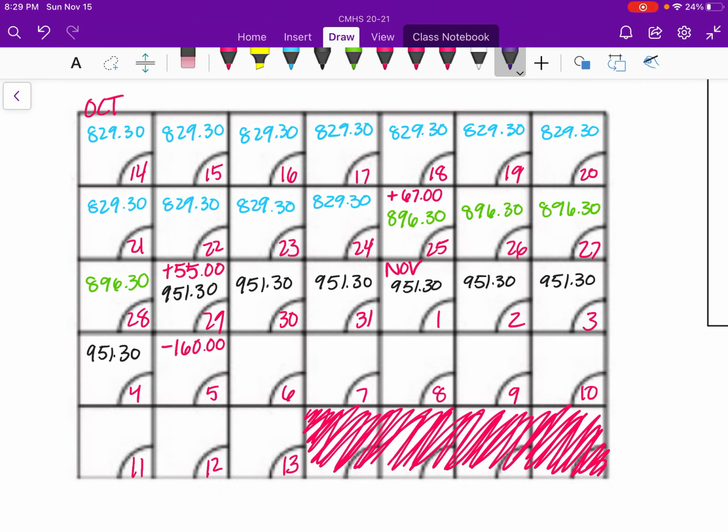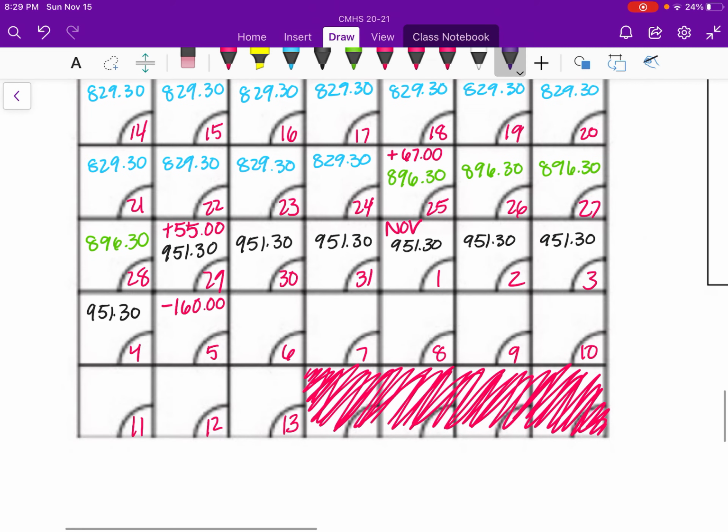All right, I'm at the next one. This is our last transaction, and we are subtracting the $160 because we paid that off. So, $951.30 minus $160 is $791.30. So fill that in all the way to the end.